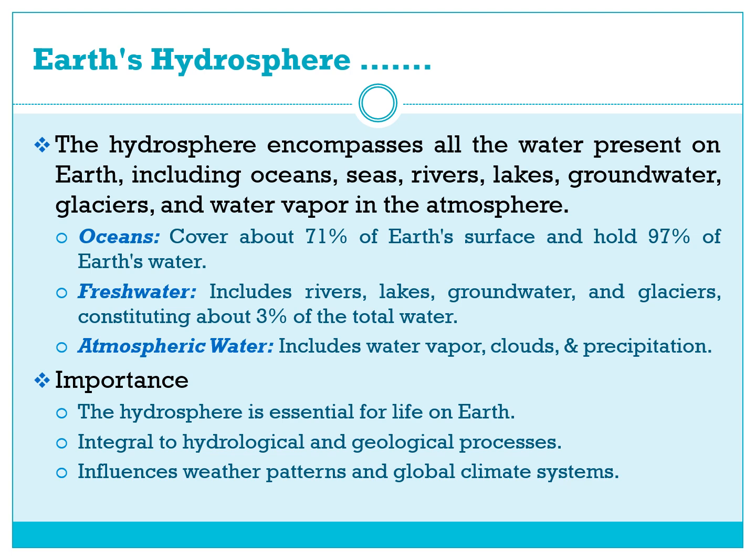Earth's hydrosphere. The hydrosphere encompasses all the water present on Earth, including oceans, seas, rivers, lakes, groundwater, glaciers, and water vapor present in the atmosphere. Oceans cover about 71% of the Earth's surface and hold 97% of the Earth's water. Fresh water includes rivers, lakes, groundwater, and glaciers, constituting about 3% of the total water. Atmospheric water includes water vapor, cloud, and precipitation.